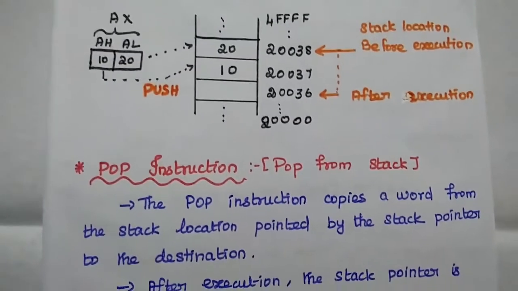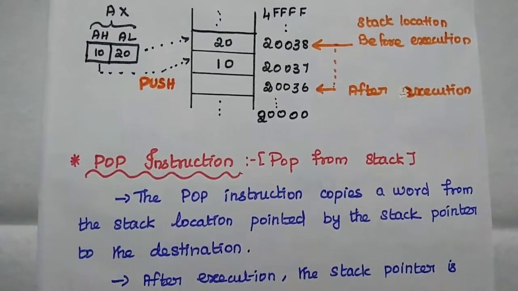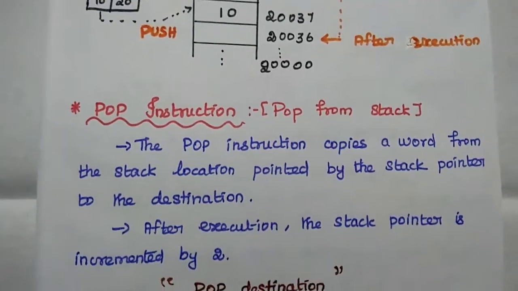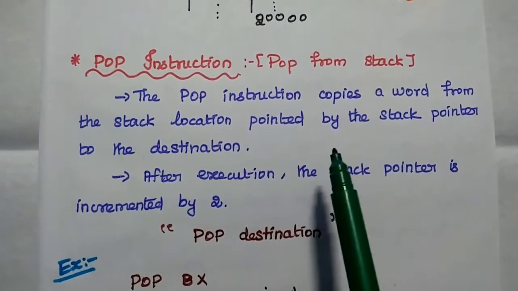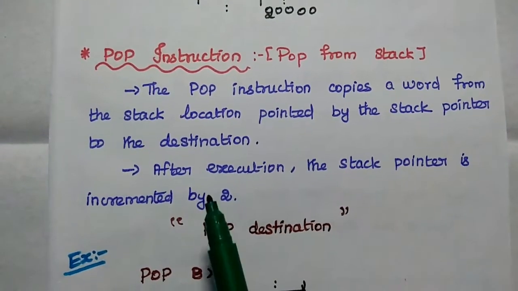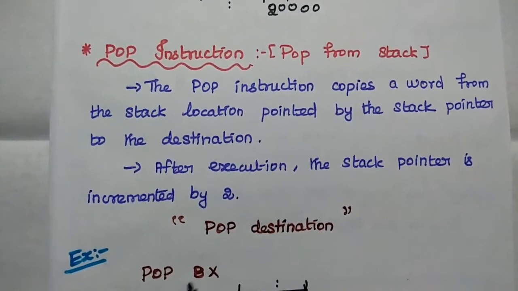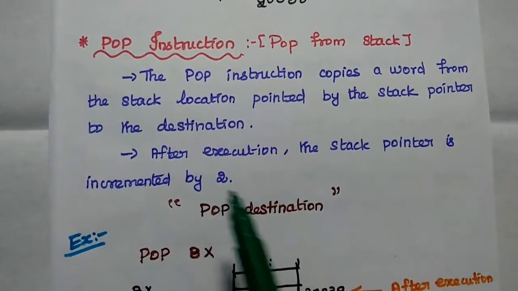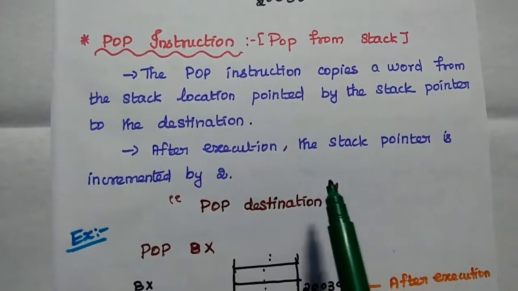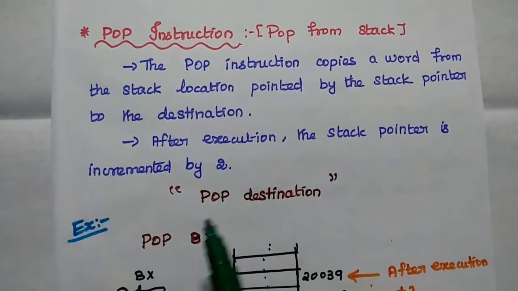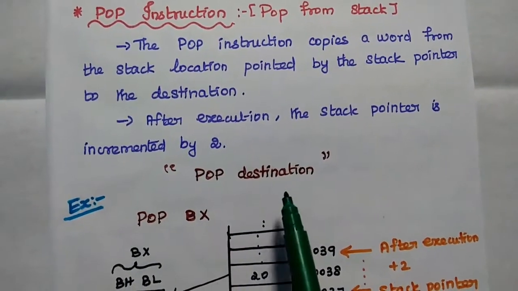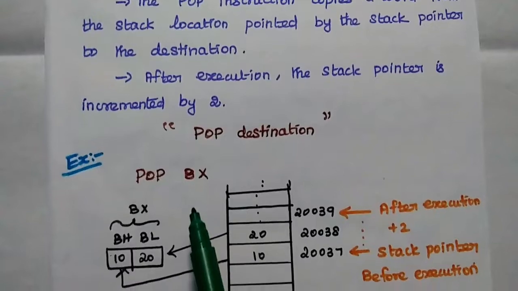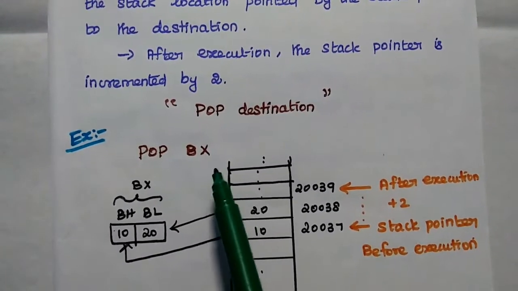Okay. So next pop instruction. So here pop from stack. That means we are going to copy a word from the stack location pointed by the stack pointer to the destination register. Okay. After execution of this instruction, the stack pointer is incremented by 2. So its format is pop destination. So here example is pop BX.